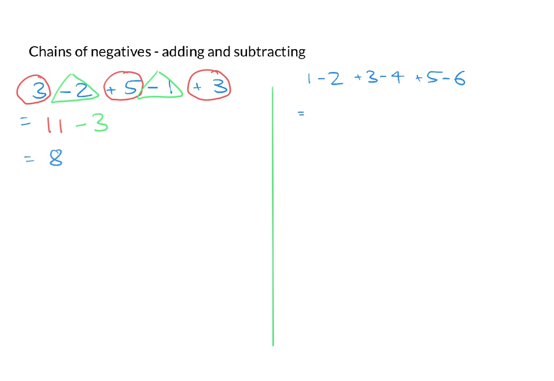Another way you can do it is just to go from the left-hand side. 3 minus 2 is 1. 1 plus 5 is 6. 6 minus 1 is 5. And 5 plus 3 is 8. Same answer. You choose the method that works best for you.